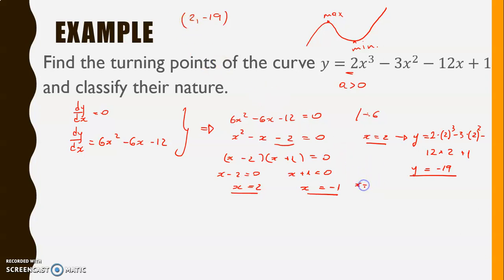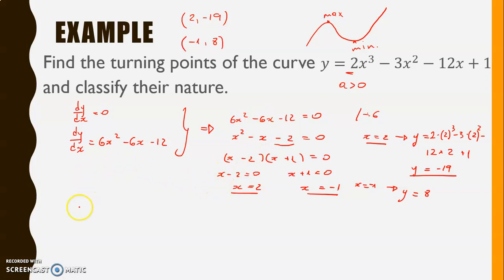when x equals minus 1. I'm not going to substitute here. You should know how to substitute into an equation already, so you do that. Be careful with the negative signs when you put it in your calculator. So y should give you 8, right? So we have the points (2, minus 19) and (minus 1, 8).